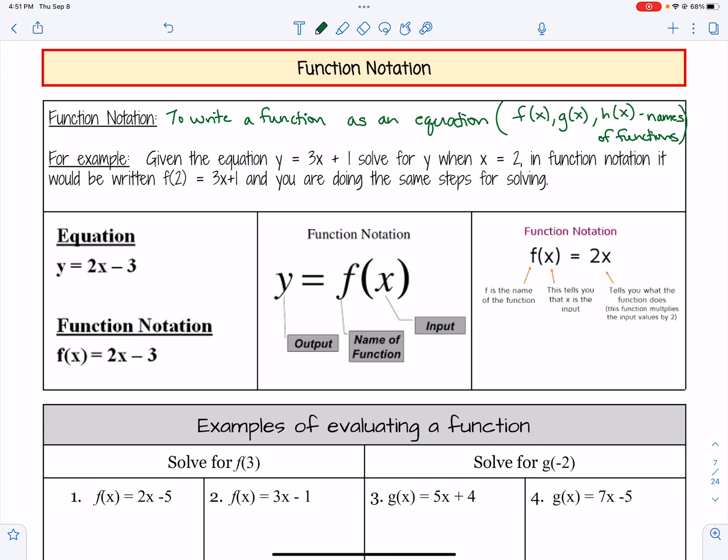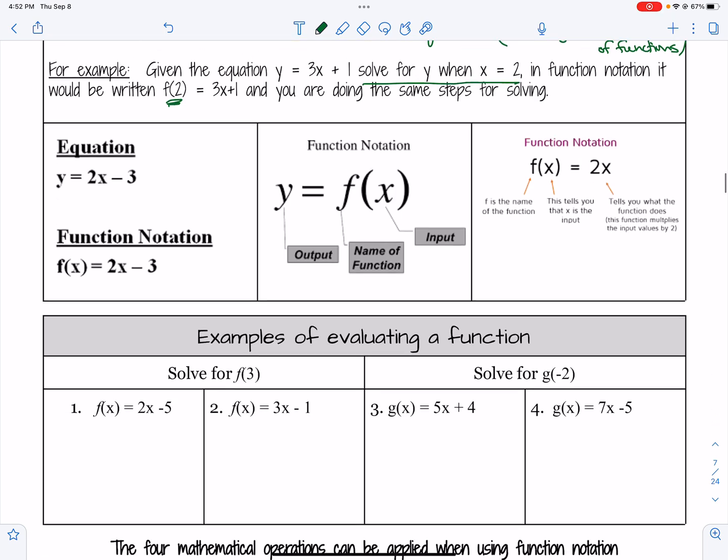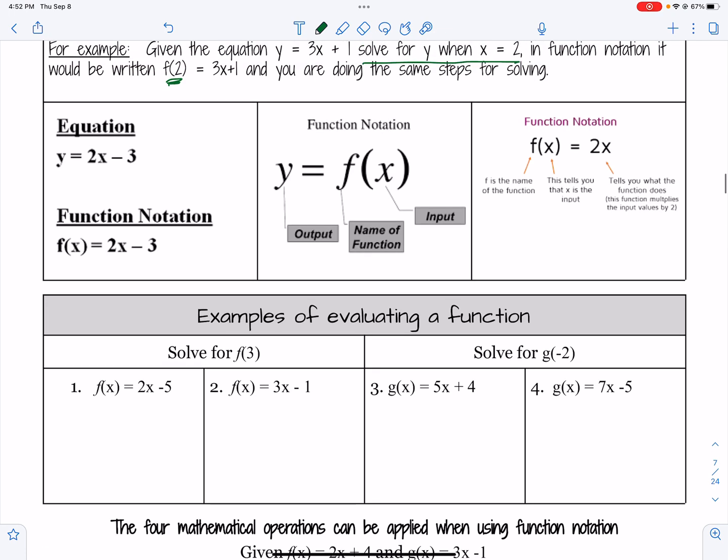For example, given the equation y equals 3x plus 1, solve for y when x equals 2. In function notation, it would be just written as f of 2. And that means to solve for y when x equals 2, it's just written in shorthand. And you're doing the same steps for solving it. So let's look at some examples of what evaluating a function would look like.